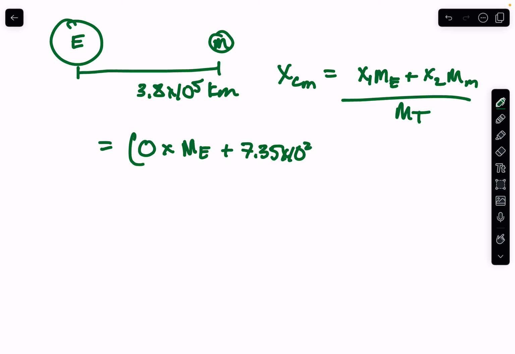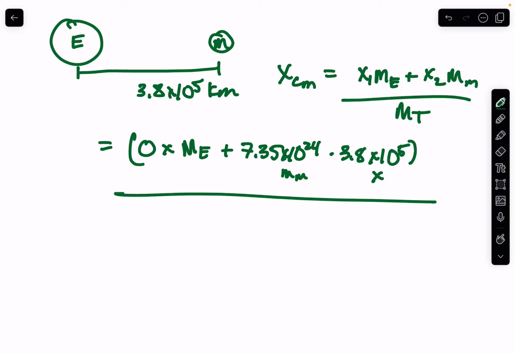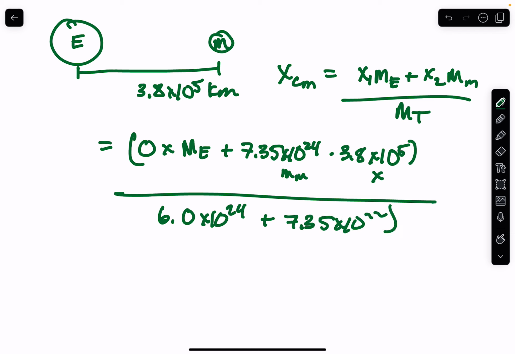Now I look up on my thing here, and it's 7.35 times 10 to the 22nd times 3.8 times 10 to the fifth. Now, I flipped these around. This is the x right here, and this is the mass of the moon. And we divide by the total mass, and we are given the masses of the Earth and the moon: the Earth is 6.0 times 10 to the 24th plus 7.35 times 10 to the 22nd. Now you're going to have a bunch of exponential work, but you get a relatively simple number, that's 4,600 kilometers.